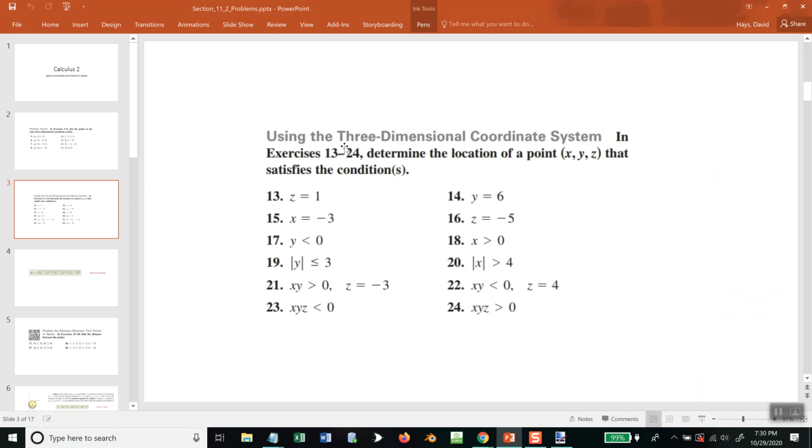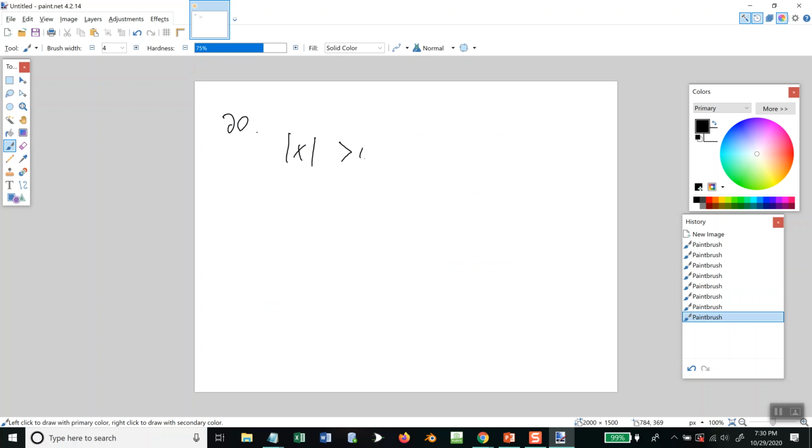Absolute value of x is greater than 4. Now, ignoring my other two variables, we got our absolute value of something is greater than 4. What would this become?